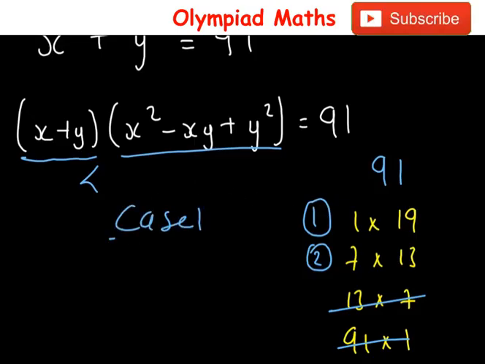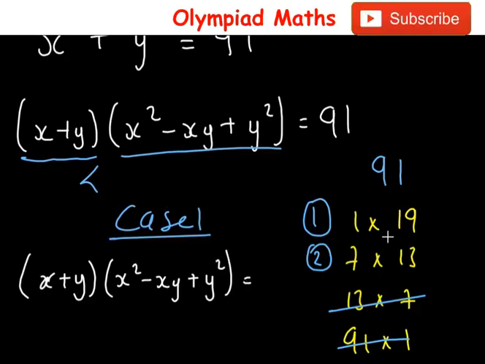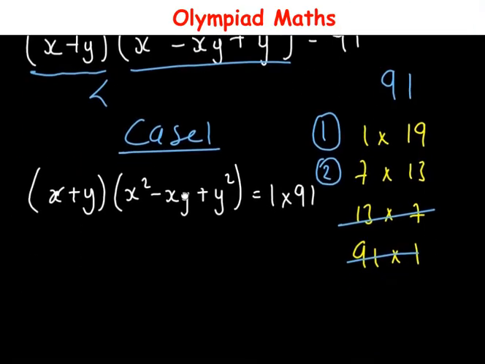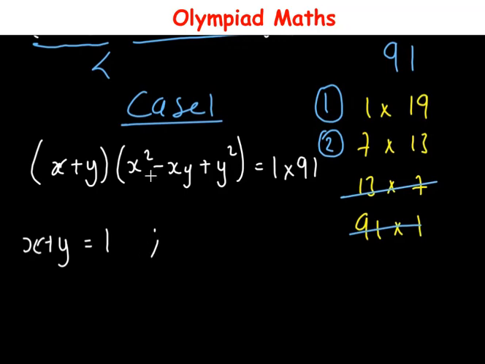For case 1, this equation then becomes, in brackets, x plus y, multiplied by x squared minus xy plus y squared, and this equals 91, which becomes 1 times 91. So from this we can equate such that we have x plus y is equal to 1, and x squared minus xy plus y squared equals 91.